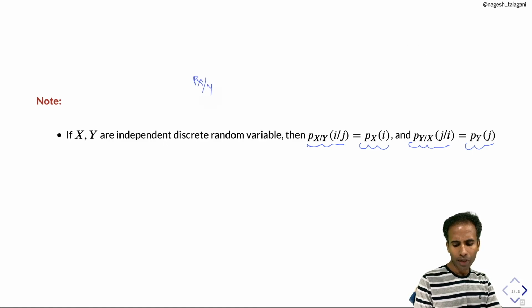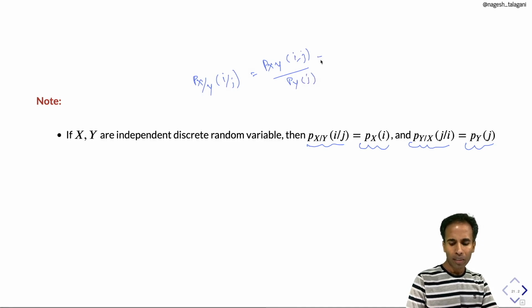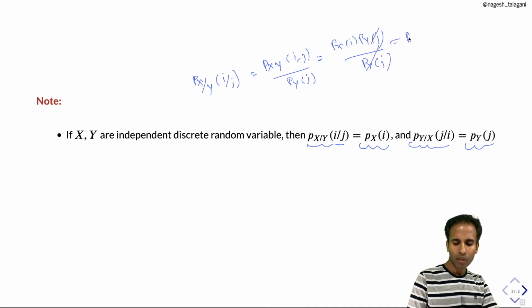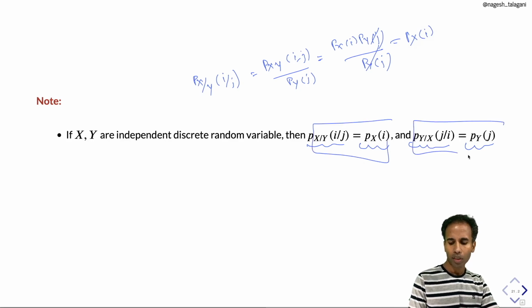The conditional PMF of X given Y at i given j, by definition, is what? The joint PMF value at (i, j) divided by the PMF of Y at j. When X and Y are independent, the joint PMF we can write as the product of marginal PMFs. So the numerator we can write as Px of i times Py of j, divided by Py of j. These two get cancelled, and you end up with Px of i. Okay, we showed this. Similarly, you can show the other.